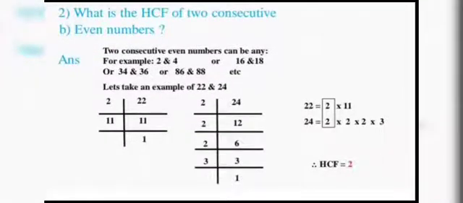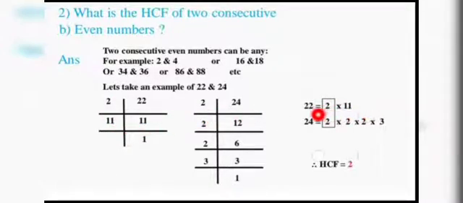Then we have to find the HCF of two consecutive even numbers. Two consecutive even numbers could be any, right? Let us take an example: 2 and 4, 16 and 18, 34, 36, 86, 88, etc. Let us take an example of two consecutive even numbers and do the factorization of those numbers. I have taken here 22 and 24. Let us do the factorization of 22. We get the prime factors as 2 and 11.